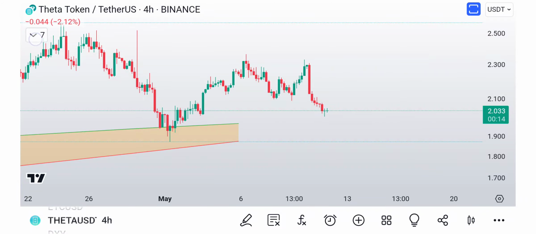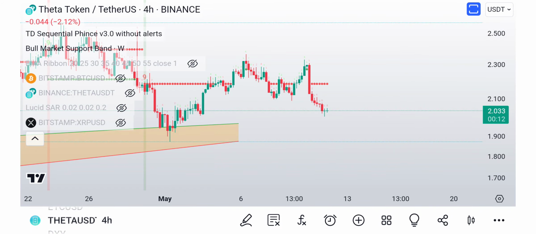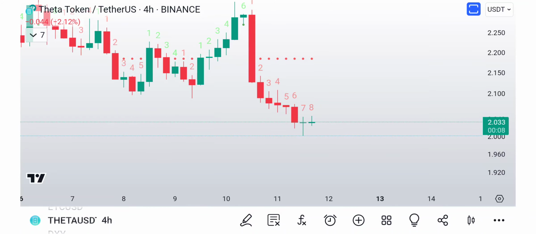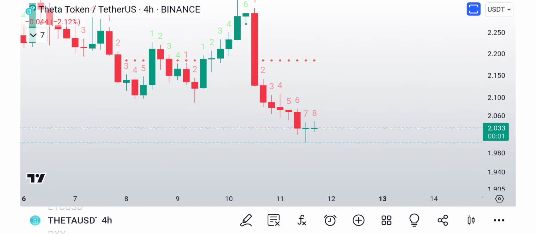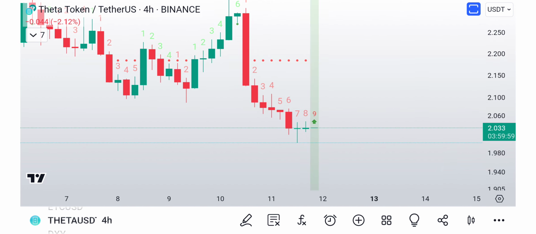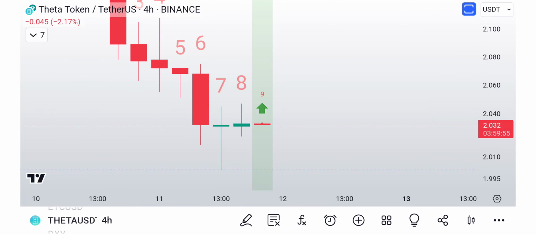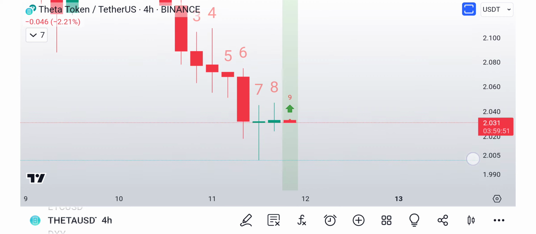So here we go. We have 14 seconds left. Let's see if we get the 9. 6, 5, 4, 3, 2, 1. Boom. We got the 9. So that doesn't mean it's going to blast off right away. That doesn't mean it's going to reverse.